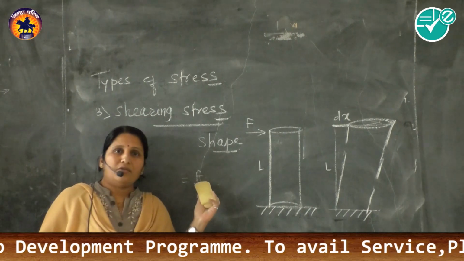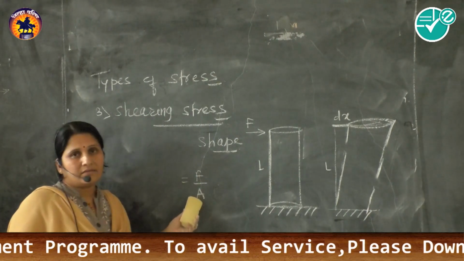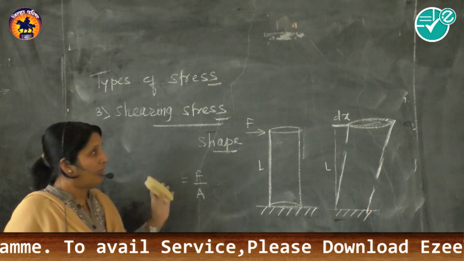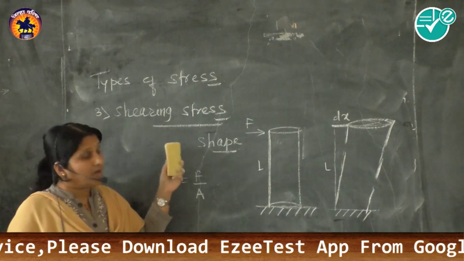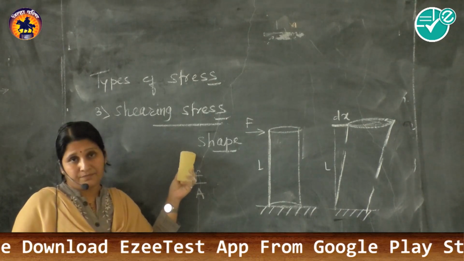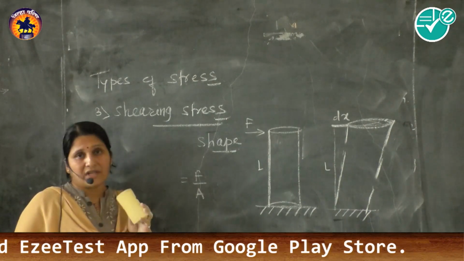The SI unit of this is again Newton per meter square, the CGS unit you know, etc. Why is it called shearing stress? Because your deformation is in shape. So this is your shearing stress.